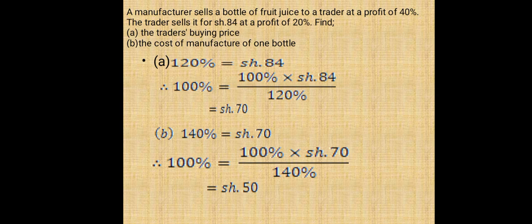What about the manufacturer? The manufacturer sold at 70, which is 140%. Now what is 100%? We shall take 100 multiplied by 70 over 140. So the manufacturer manufactured each bottle at a cost of 50 shillings.